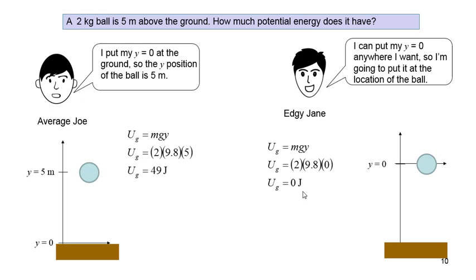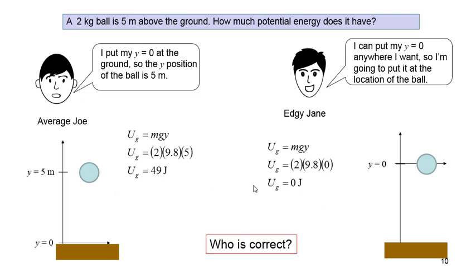And we now have to ask ourselves, who is correct? Well, it should not matter where you put your y equals 0. So we cannot say that Joe is right and Jane is wrong. We have to say they both are right. The problem is they're both saying different things.